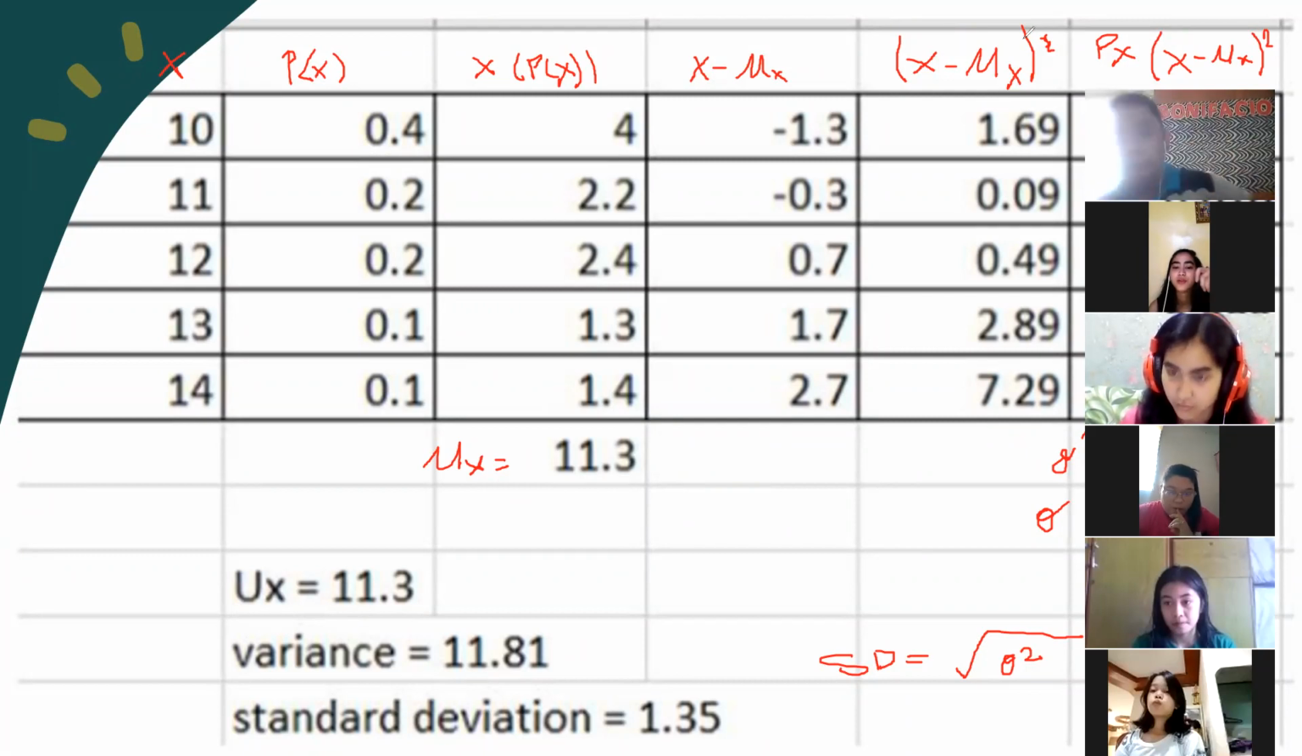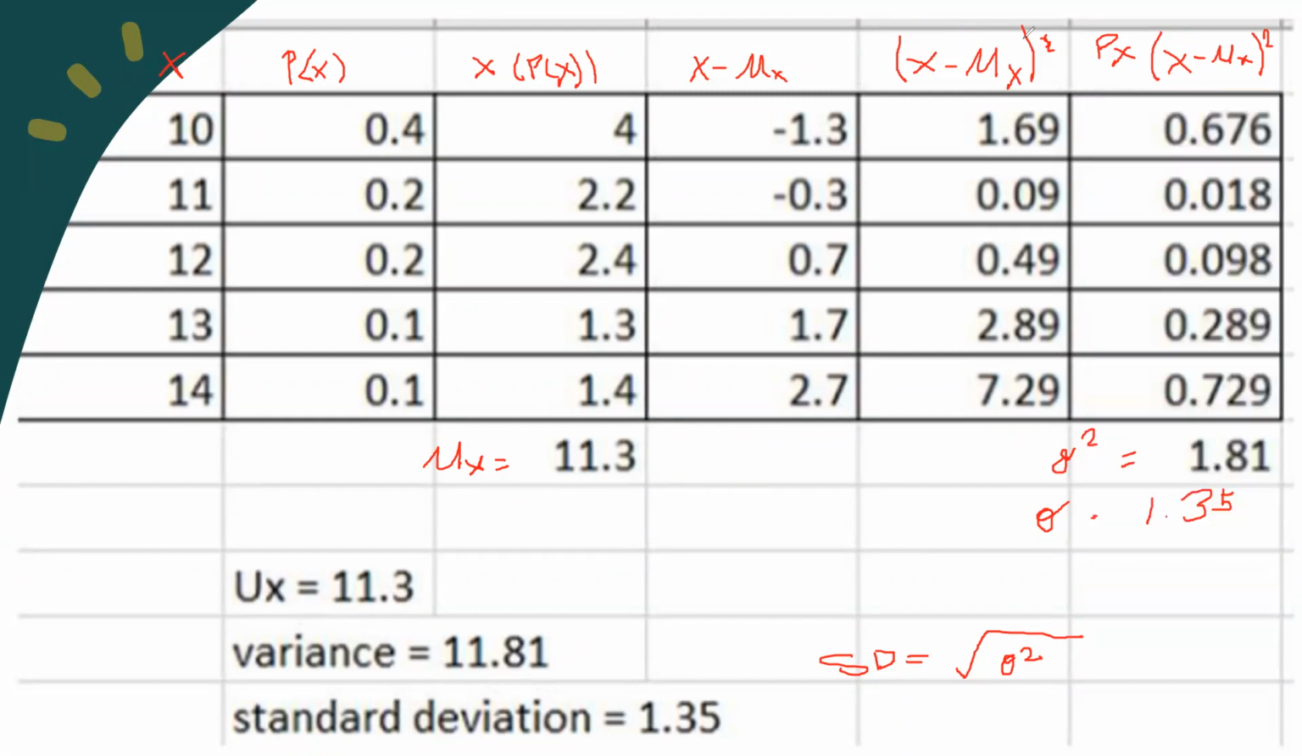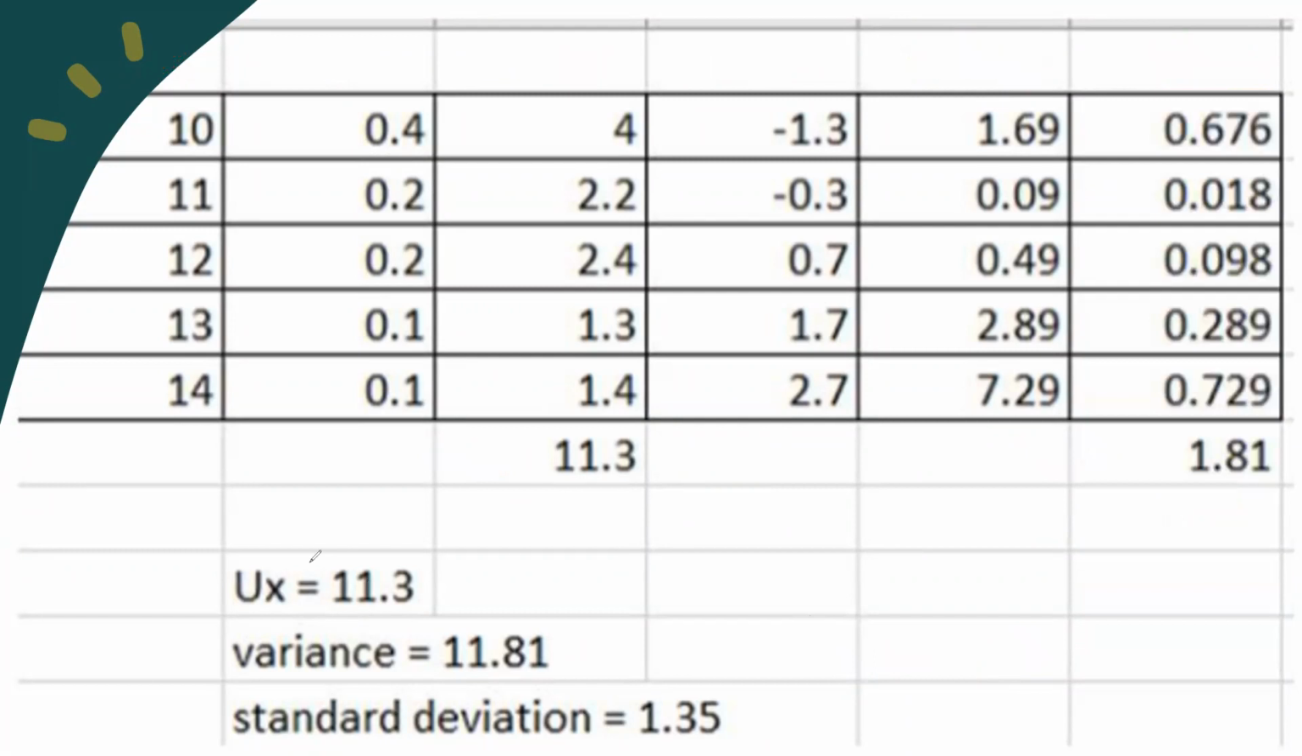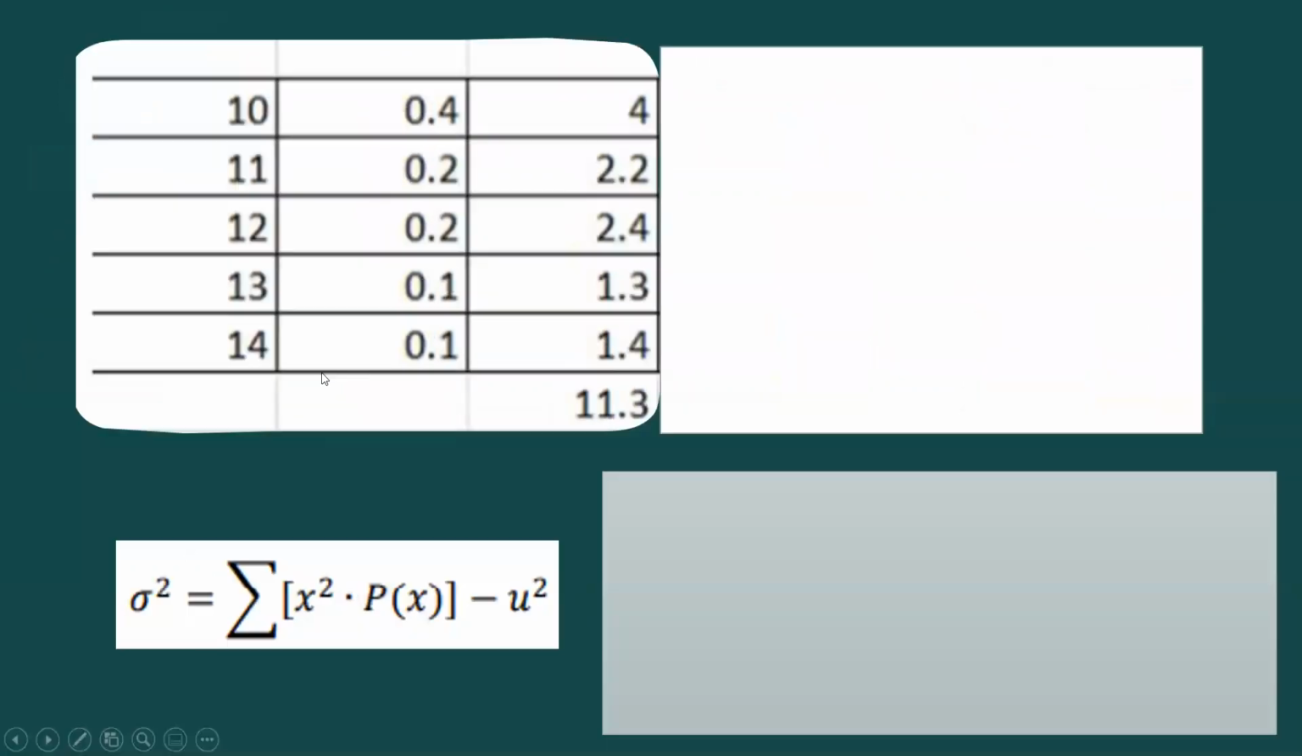Ang calculator ko. Okay? So let's continue. Click ko muna to. So with our mu of x as 11.3. Let's continue muna. So another way. So another way to look for that is our variance is equals to summation of x squared times p of x minus mean squared. Ano ibig sabihin po? Yung may mean na tayo kanina which is 11.3.